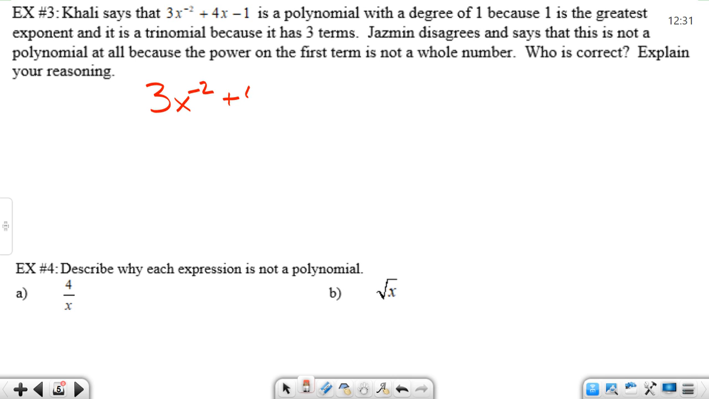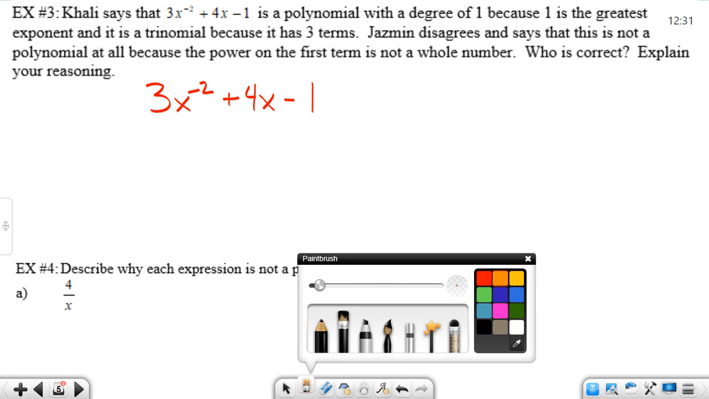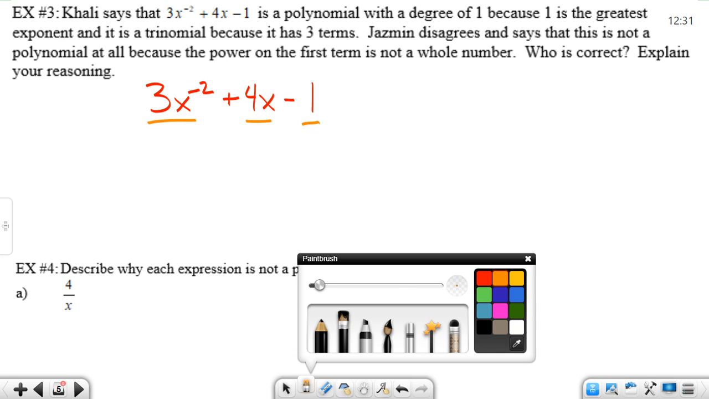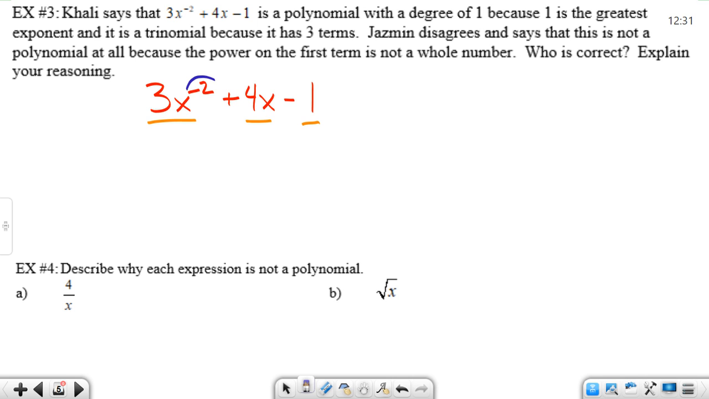So let's rewrite this expression out. We're just going to call it an expression for right now, guys, because we don't really know if it's a polynomial or not. So we'll just be very general and call it an expression. Now, we do in fact see that it does have 3 terms. Just because it has 3 terms doesn't mean it's a polynomial. It could just be an expression with 3 terms. So what we really have to be focusing in on is the discrepancy between Jasmine and Khalid in reference to this exponent right here.